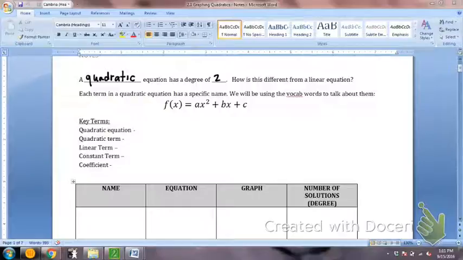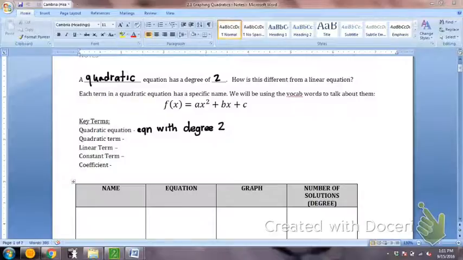The definition of a quadratic equation is an equation, and I'm going to abbreviate equation with EQN. Okay? Equation with degree 2. It's an equation with degree 2. Does anybody know what degree means? Like, why do we care about the degree of anything? Does anyone know? It means like higher.